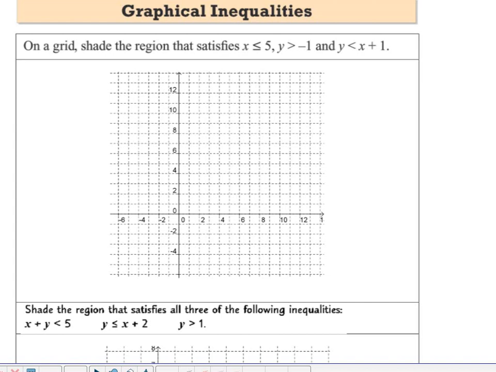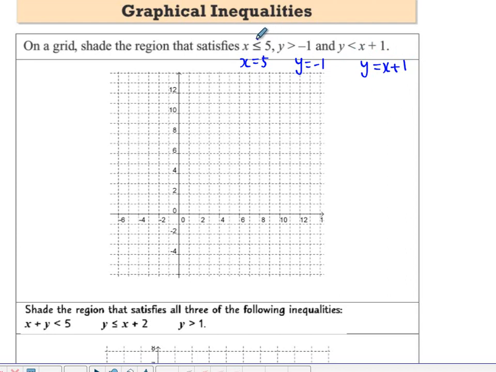Graphical inequalities. We've done quite a few of these. So the first thing to do is to decide what are the lines that you need to draw. For x less than or equal to 5, you need to draw x equals 5. For y greater than minus 1, you need to draw y equals minus 1. And for y less than x plus 1, you draw y equals x plus 1. Those are the three lines you need to draw.